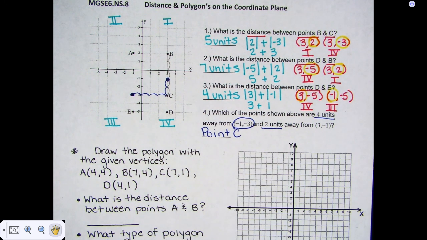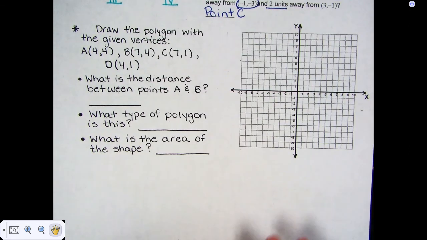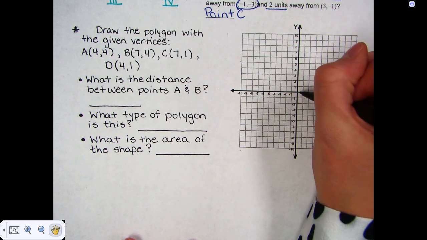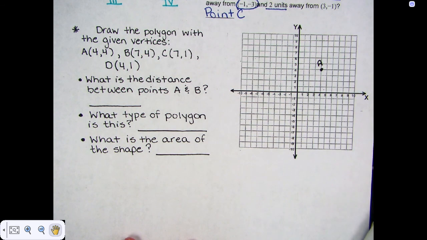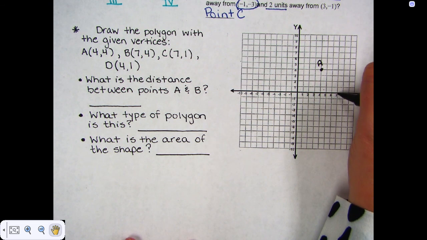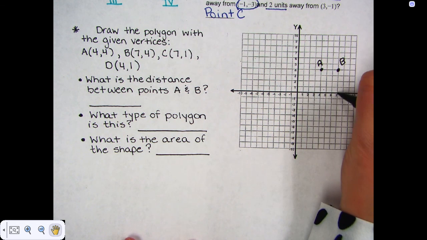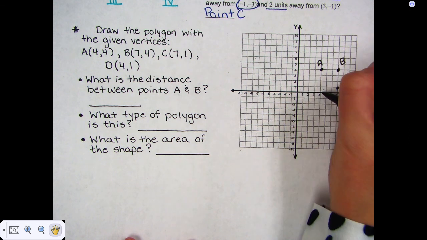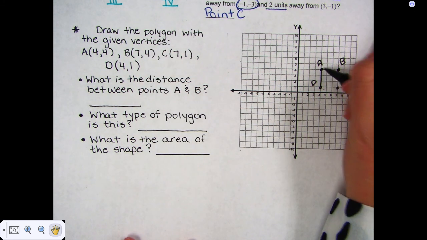All right, now let's look at the bottom half of the paper. On the bottom half, it says draw the polygon with the given vertices. And we've actually drawn this before. If you did notes from Friday, then you have this. So to draw this polygon, we've got to go right 4, up 4 for point A. So plot him and label him. Then right 7 and up 4 for point B. Right 7 up 1 for C. And right 4 up 1 for D. And we are drawing a polygon. So let's connect them.